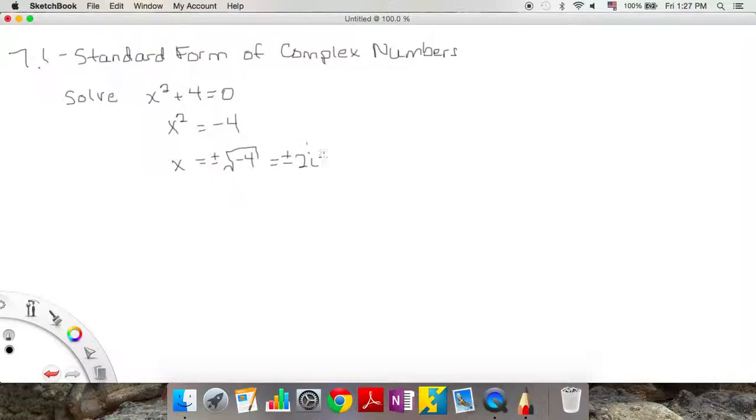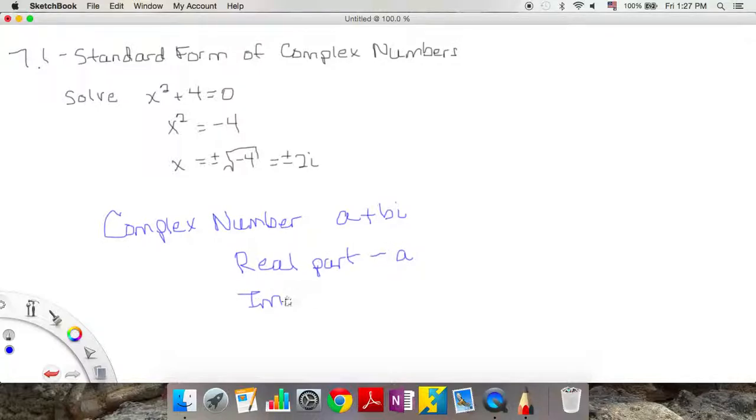So we have imaginary numbers like this, and we also have complex numbers. It's a little bit different than just plain imaginary numbers because complex numbers look like this, where we have a real part, a, and an imaginary part, b. So a is our real part and b is our imaginary part.